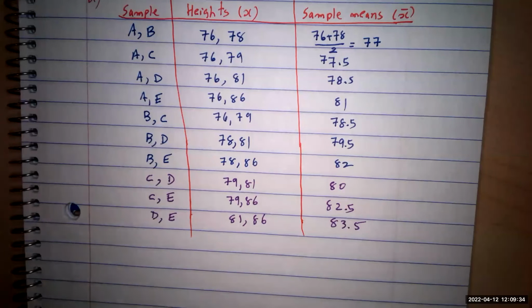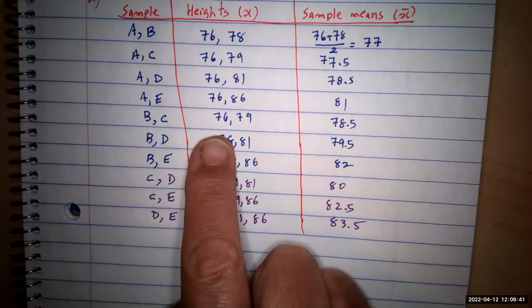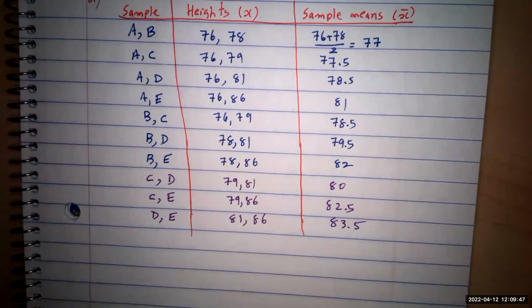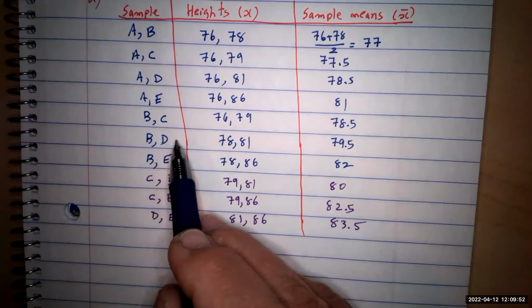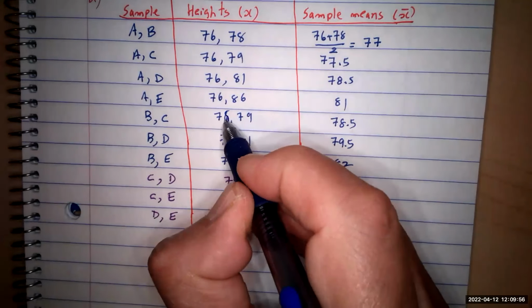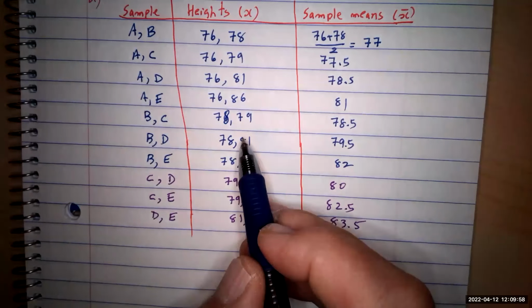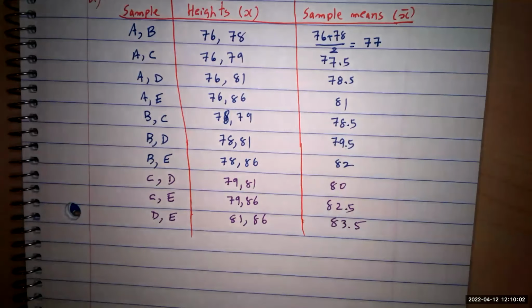What's that? BC. I have a 76, a 79, but BC, B, oh yeah, 78 and, yeah, that's 78. BC is 78, 79. I think that number may be correct to get these values. Okay, thank you.